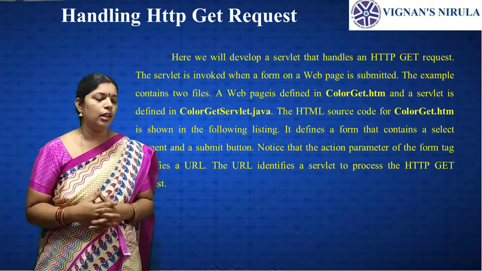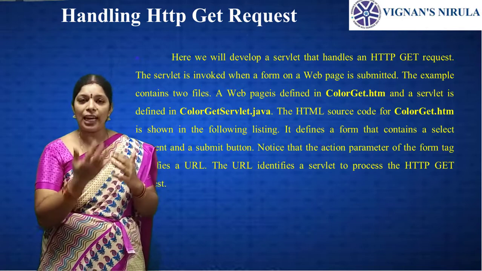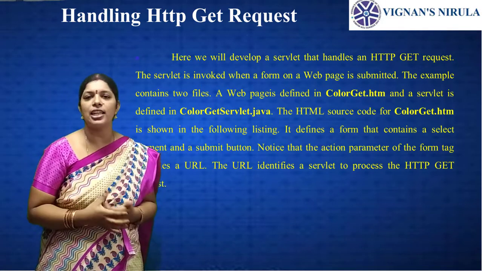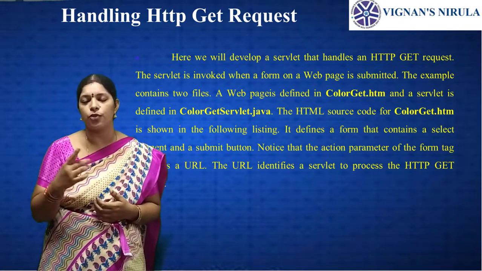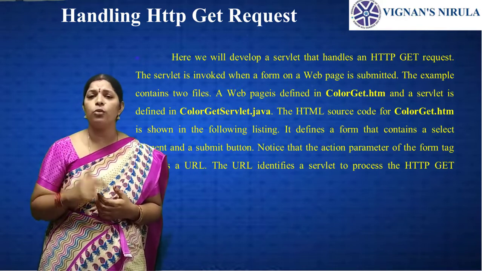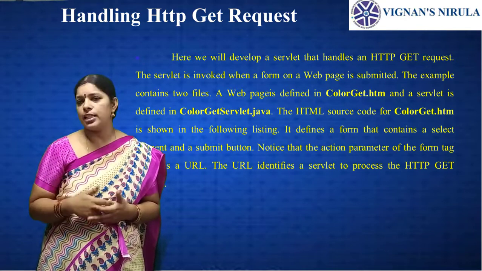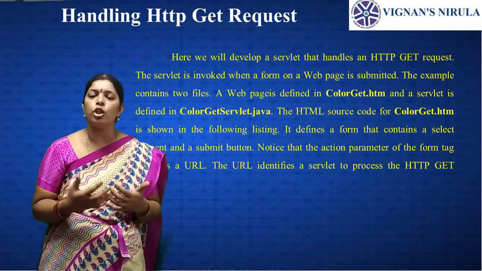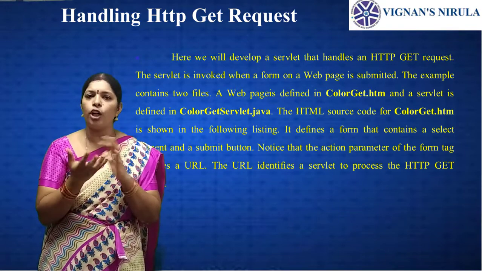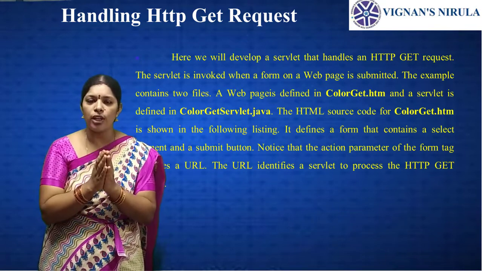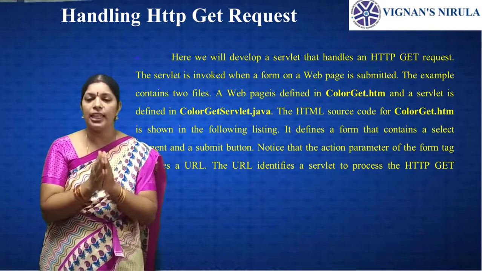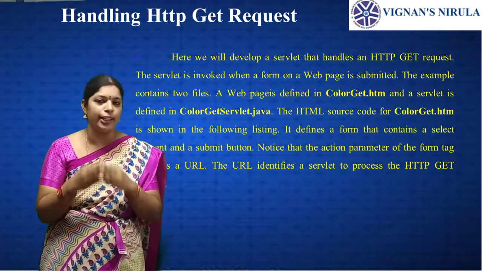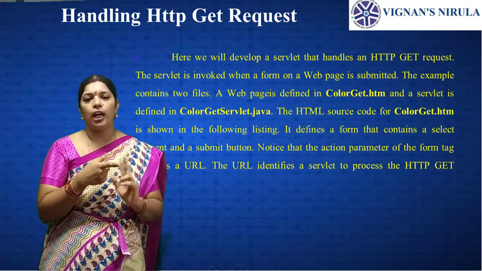For example, let's see one colors example. In the colors example, we have two files. The first one is the HTML file and the second one is the .java file for the servlet. The HTML source code for color.html has a drop down list. In that drop down list, I am using three colors: red, green and blue.